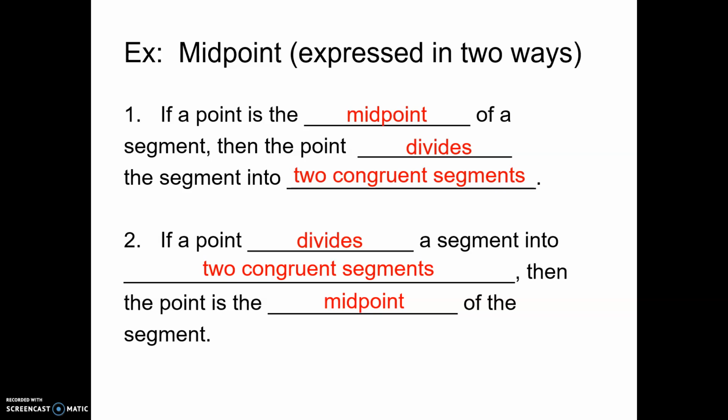It's an if-then form. If a point divides a segment into two congruent segments, then the point is the midpoint of the segment. That's the converse. They're both true. That's what makes a statement a biconditional statement. If the conditional and the converse are both true, it is biconditional, which means we can say that a point is a midpoint of a segment if and only if it divides a segment into two congruent segments. And we can reverse that.